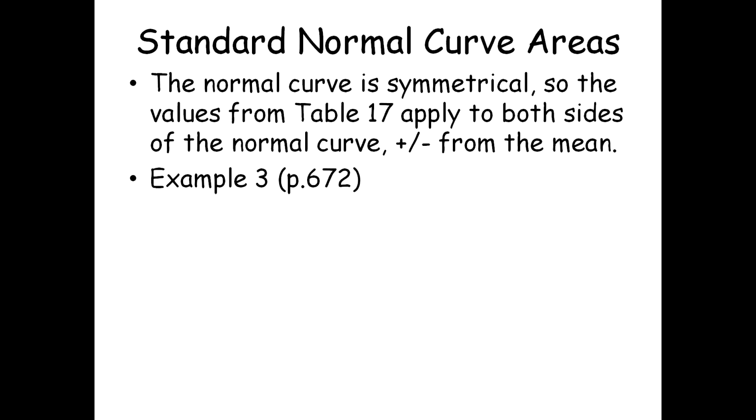And the normal curve is symmetrical about the mean, so you could theoretically cut it out of a piece of paper and fold it on the mean line, and it would be perfectly symmetrical. So if you look in your book at table 17, this has certain areas under the normal curve.